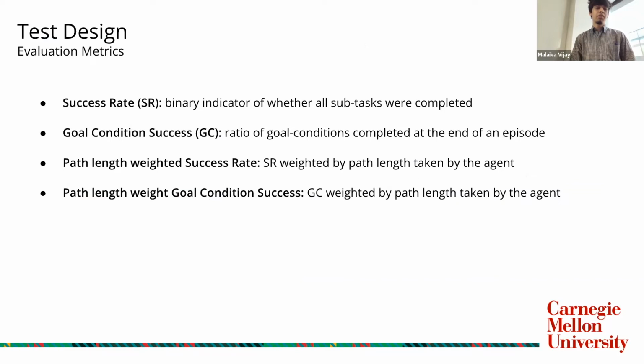Finally, we take a brief look at our evaluation metrics. First of all, we have success rate, which is a binary indicator of whether all the subtasks in the full task were completed. We also have goal condition success, which is the ratio of successfully completed goal conditions at the end of an episode. We also have path weighted metrics, which consider how long the agent took to complete a given task as extra metrics.